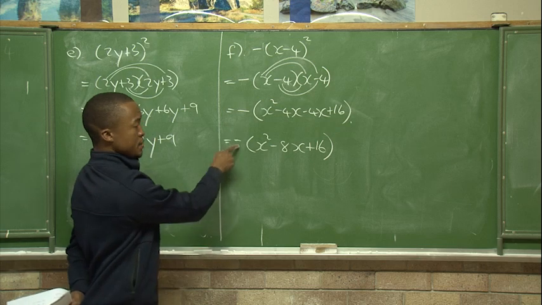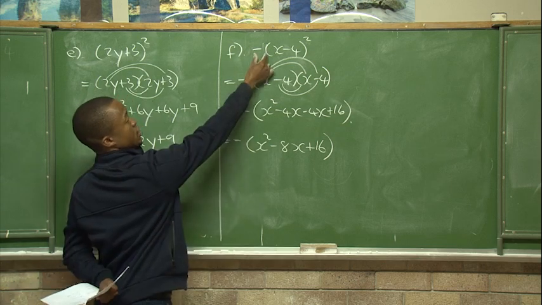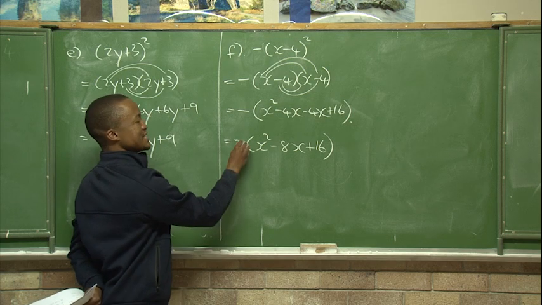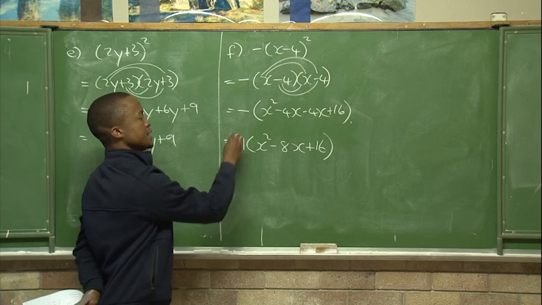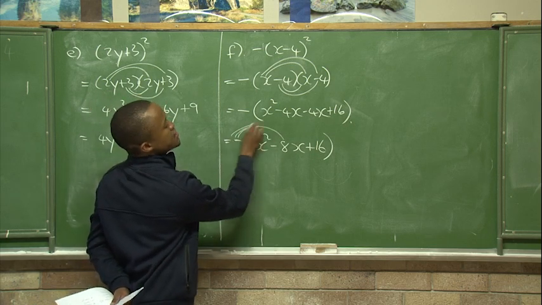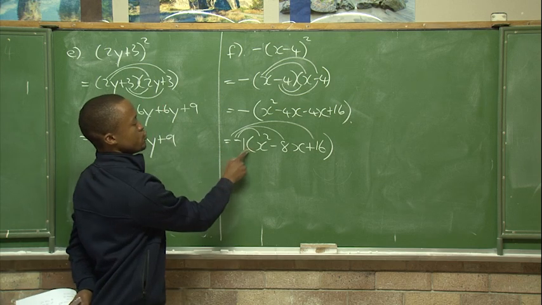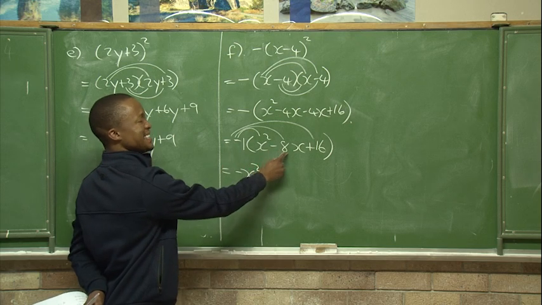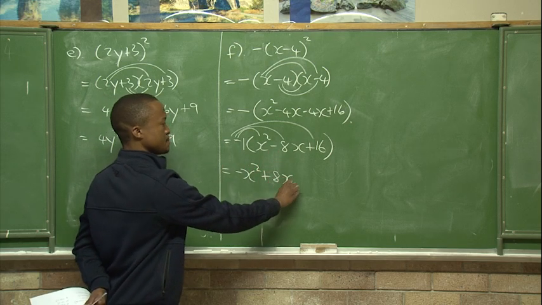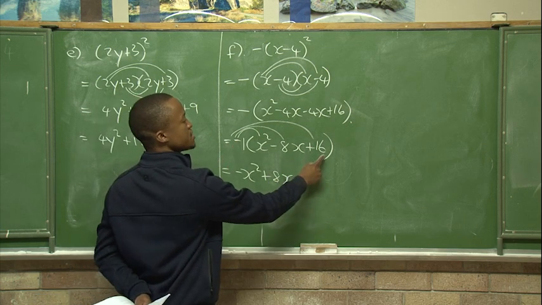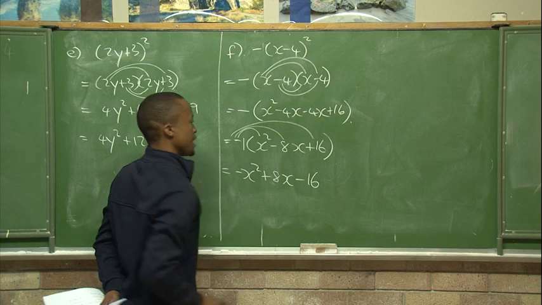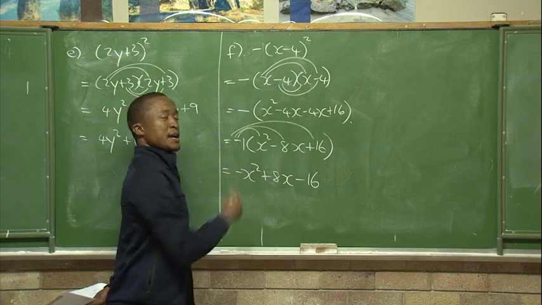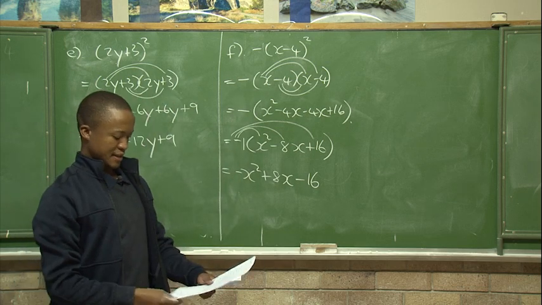Notice that the monomial from the original question, we're still keeping it, because only now are we going to multiply -1, because remember we have -1 there. Now we're going to multiply the -1 inside the bracket. So -1 times x squared will give us -x squared. -1 times -8x will give us positive 8x. -1 times positive 16 will give us -16. And with that, we have simplified the product of that binomial with a monomial in front of the bracket.